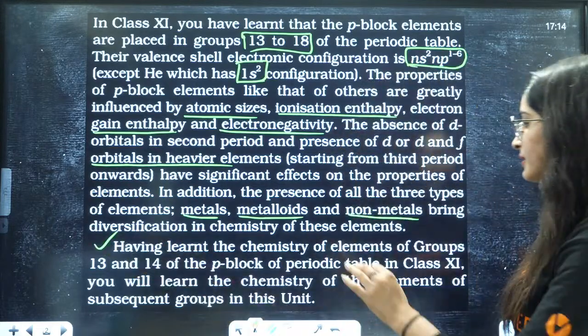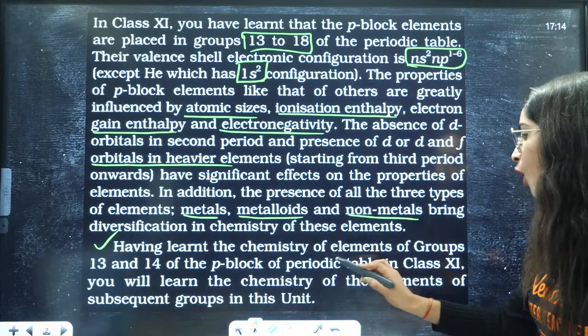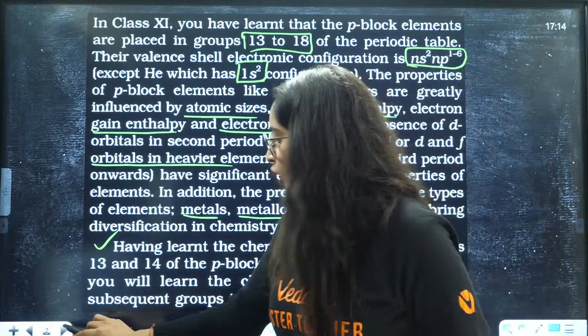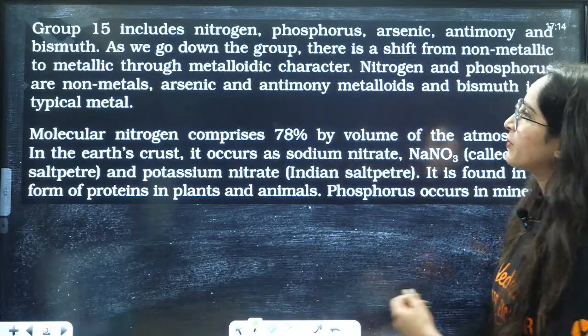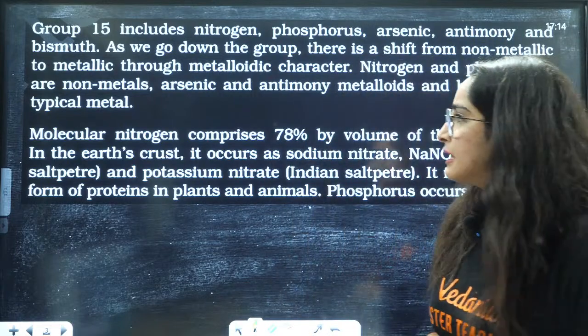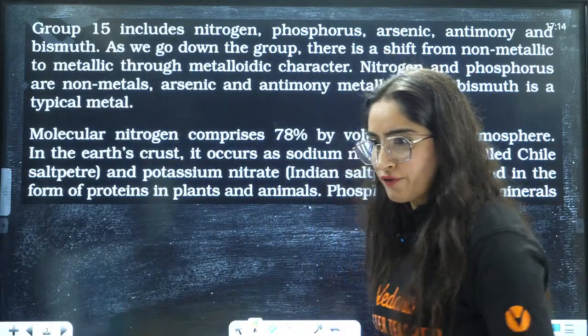Having learned the chemistry of elements of group 13 and 14 of the P block of the periodic table in class 11th, you will now learn about the chemistry of group number 15 and group number 16. So now let us talk about group number 15. Let us start with group number 15.